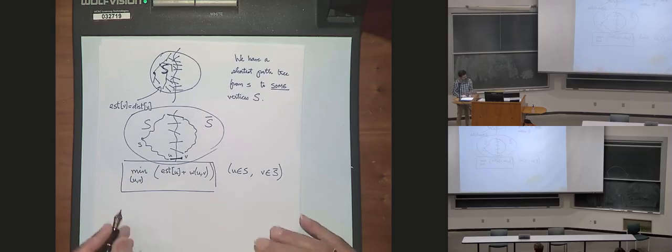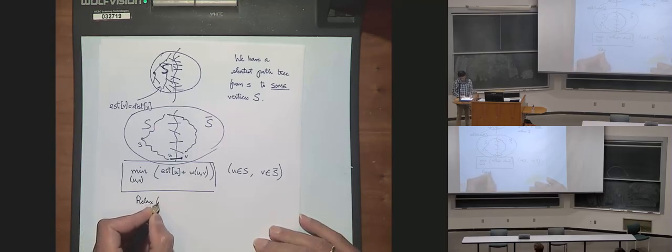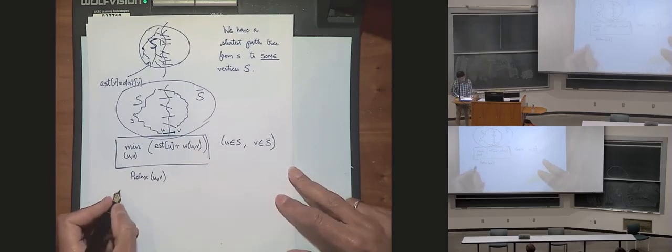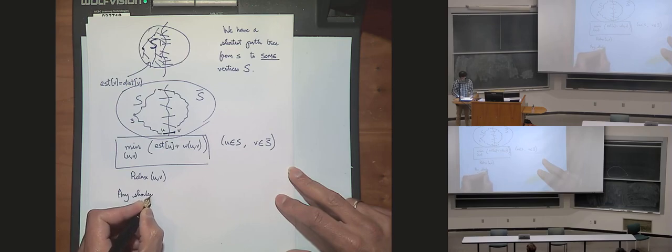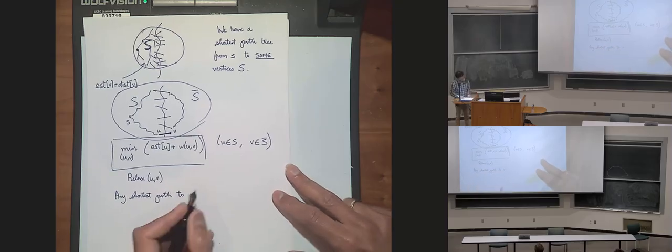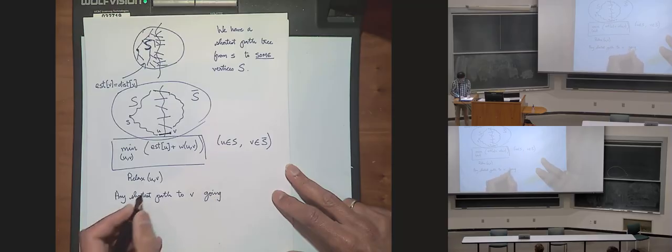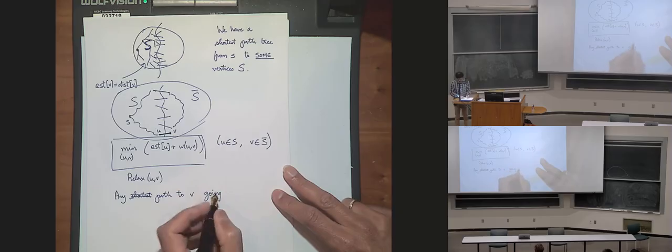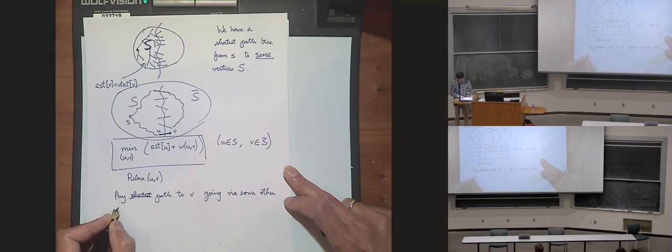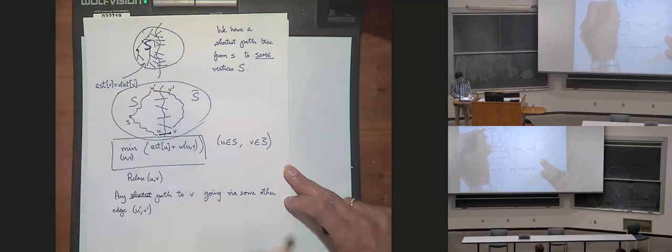And then once you find this, what you're doing is just doing relax on this edge UV. That make sense? So this is the logic. So I'll just say this again. Say that any shortest path to V, or I should say any path going to V via some other edge U prime V prime.